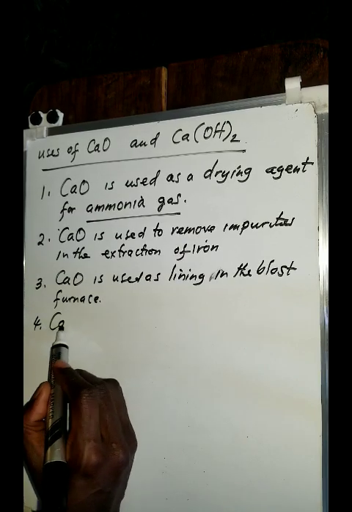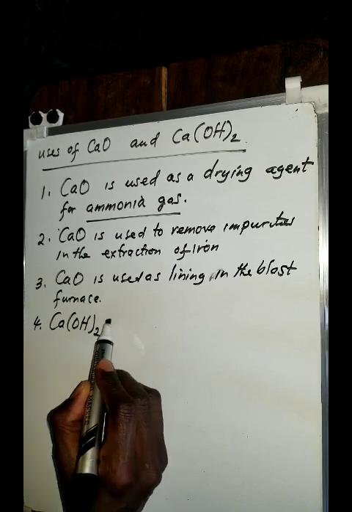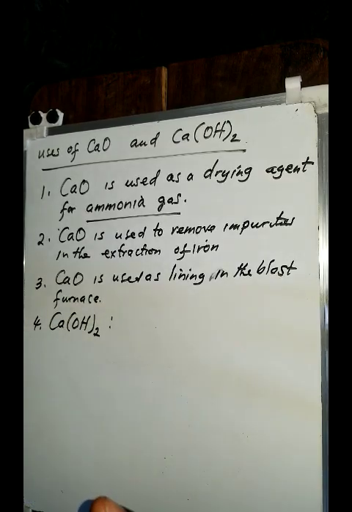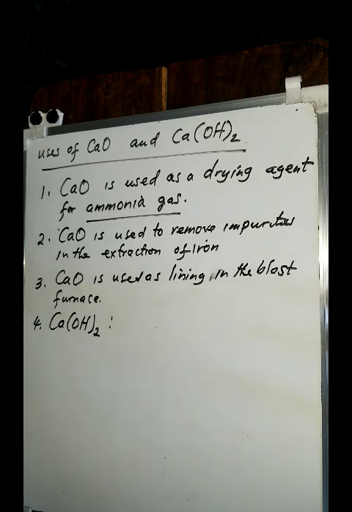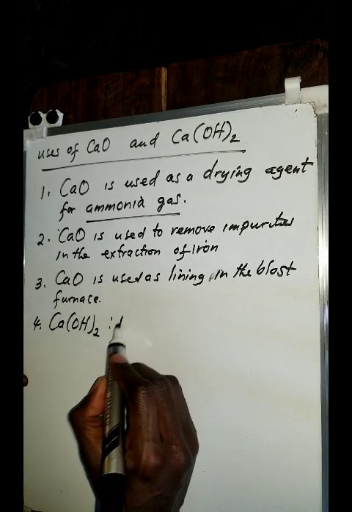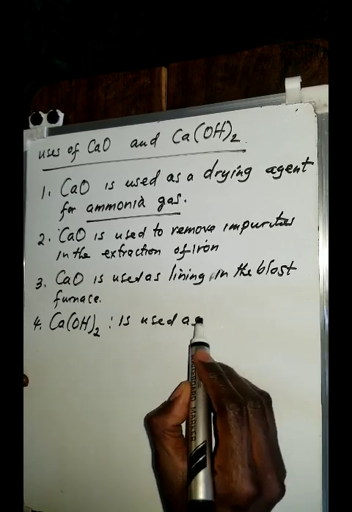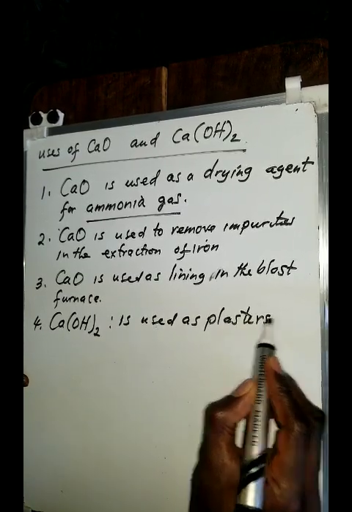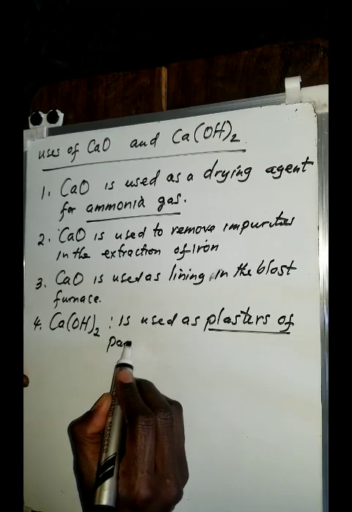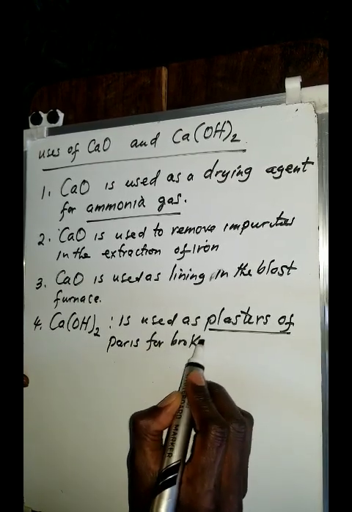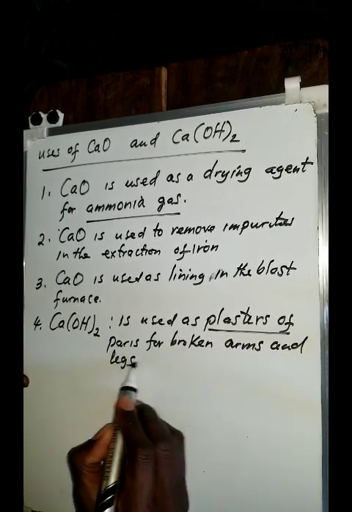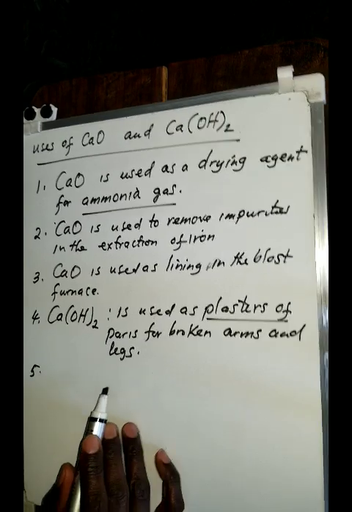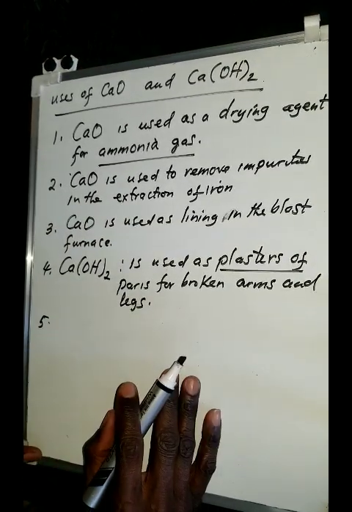Then calcium hydroxide, on the other hand. When you have got a broken limb, maybe your bones have actually been broken, there's that plaster that they put up. That is what we call the plaster of Paris for your broken arm. So calcium hydroxide is used as plasters. So we call those plasters of Paris for broken arms and legs. So they can actually use it to attach it so that you are able to retain or to heal during that period.